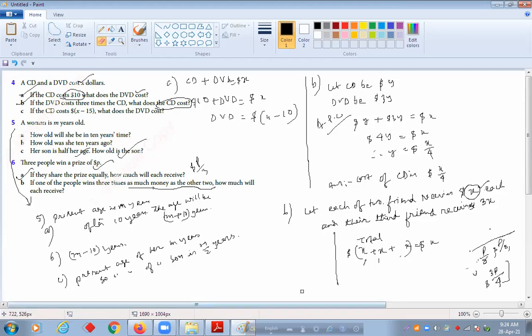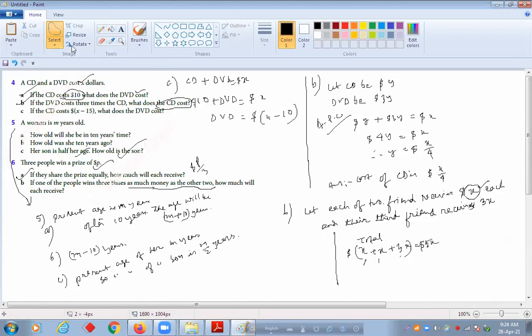Okay, so what we'll write here, we'll write x plus x, and here it is 3x. That means total 5x. So each will receive how much? Let me clean this portion.